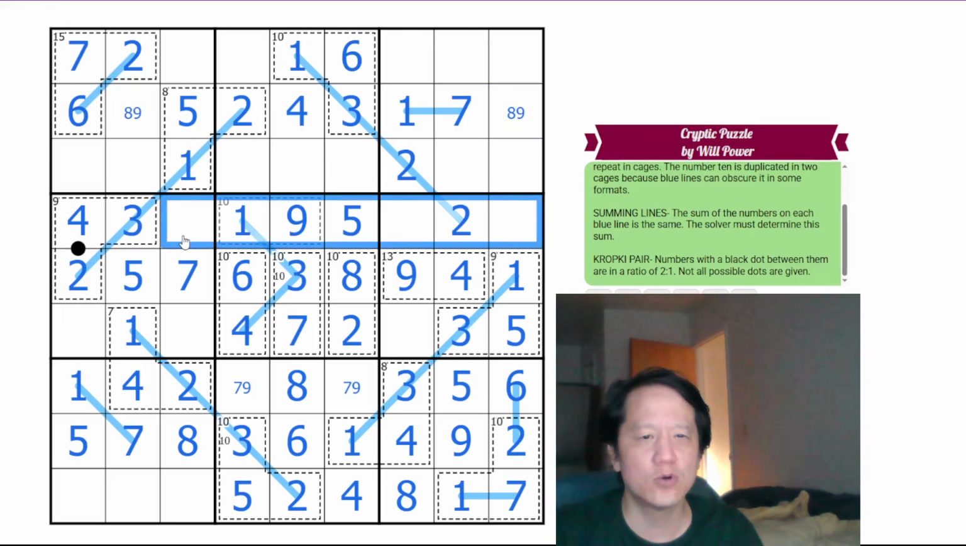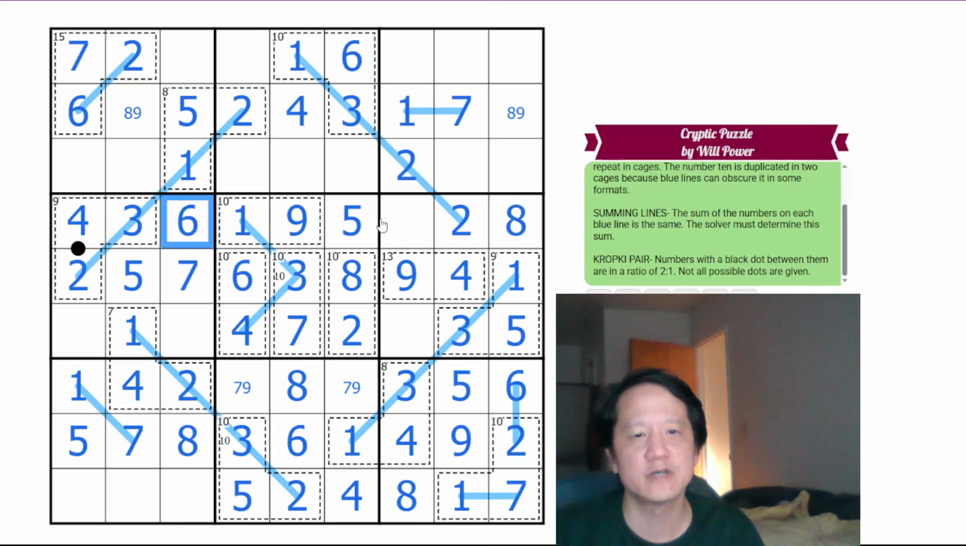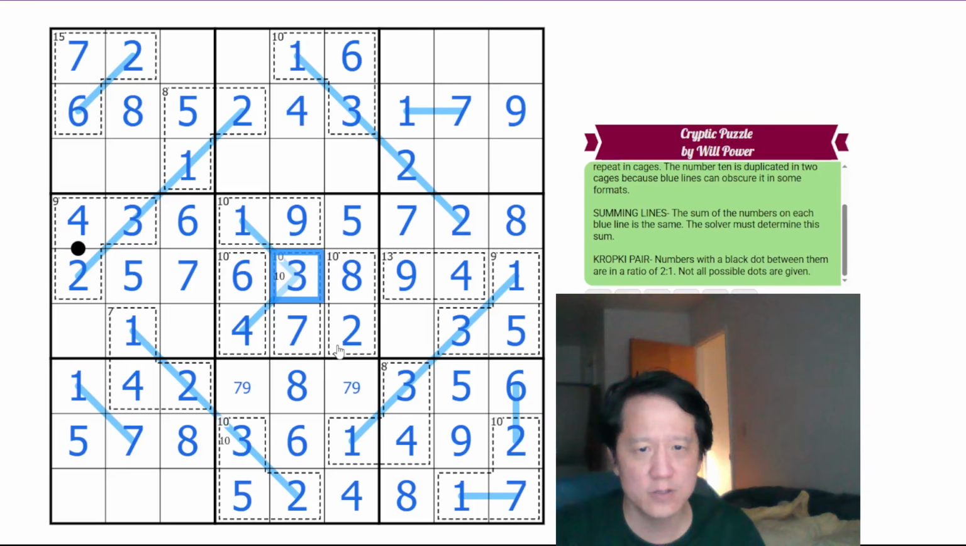Row 4, we have 6, 7, and 8. This can't be 6 or 7 because of 6, 7 in the column, so that's 8. This can't be 7 because of 7 in the box, so that's 6, which makes that 7. 8 eliminates 8 here, so it's 9 and 8 there.